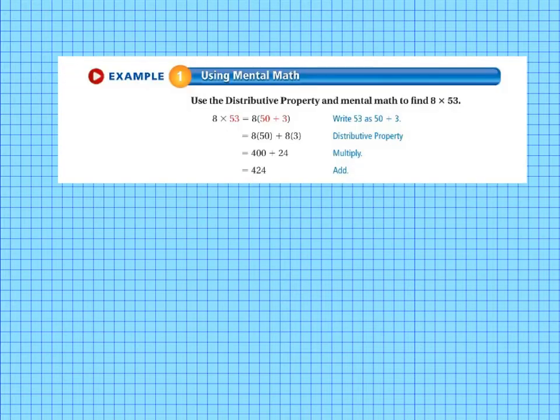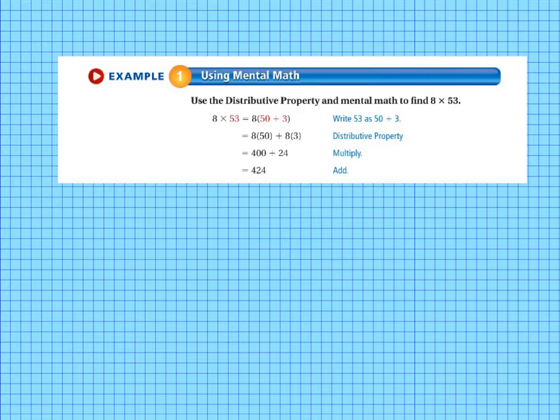Example 1 has us using mental math. I see a lot of you using the distributive property as you use mental math in class. You just don't think that you're using a property, you just think you've figured out a way to break up numbers and multiply. And you have, it just has a name. It's called the distributive property.